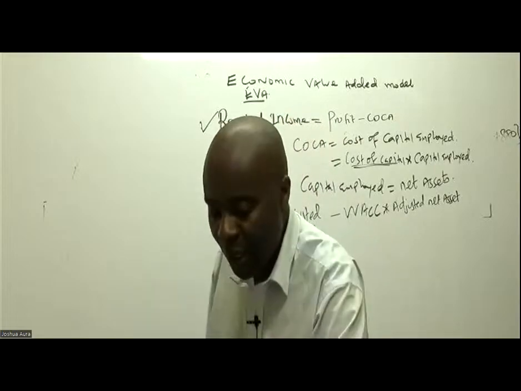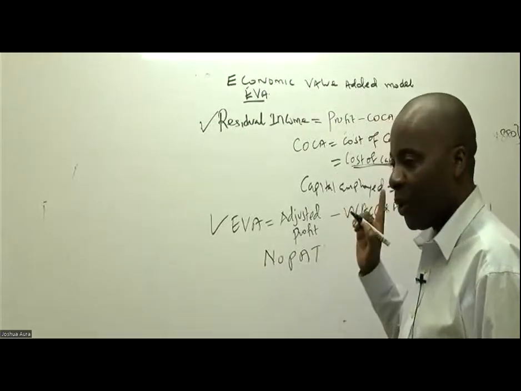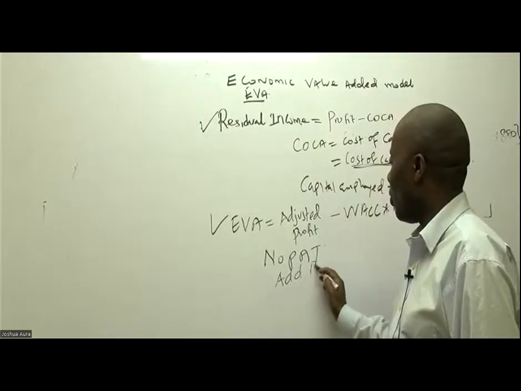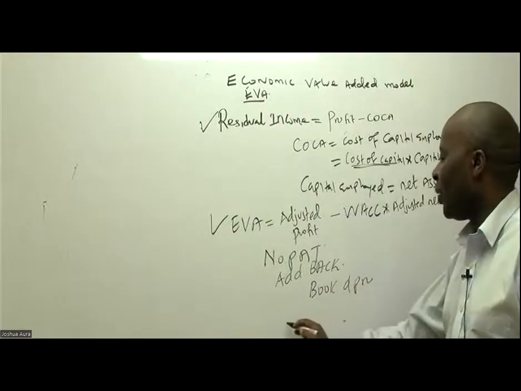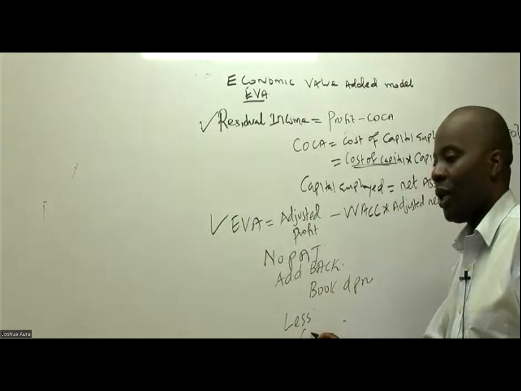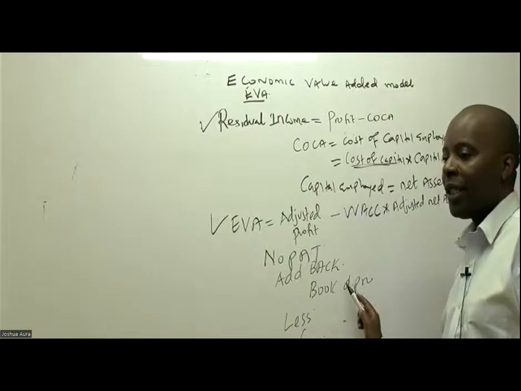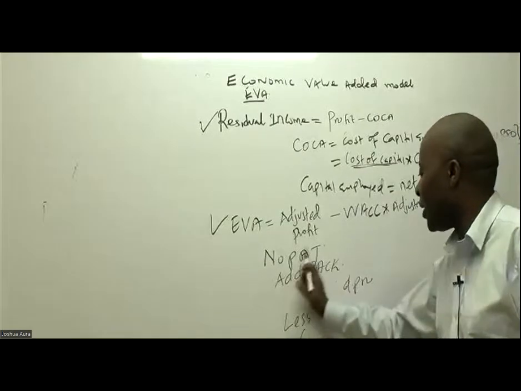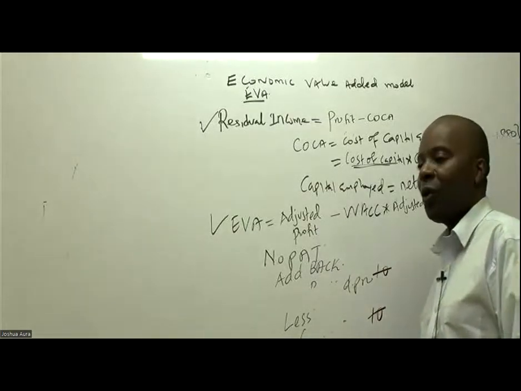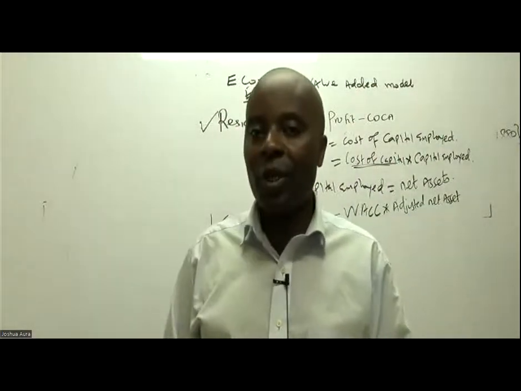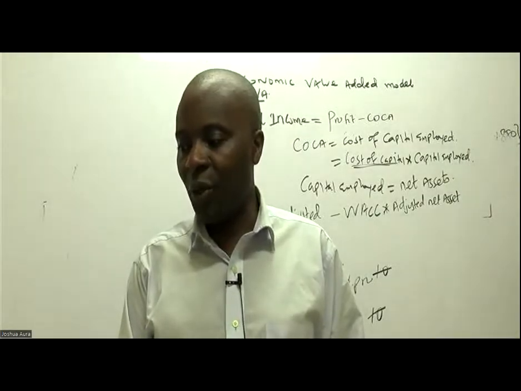So in terms of getting what we call NOPAT, net operating profit after tax, what shall we be doing? We shall come here and add back book depreciation, and then we shall be deducting the economic depreciation. What if the two are the same? When the two are the same, you add back, for example, depreciation of 10, and then deduct economic depreciation of 10, meaning they cancel out. So when they are the same, we don't pass any adjustment.